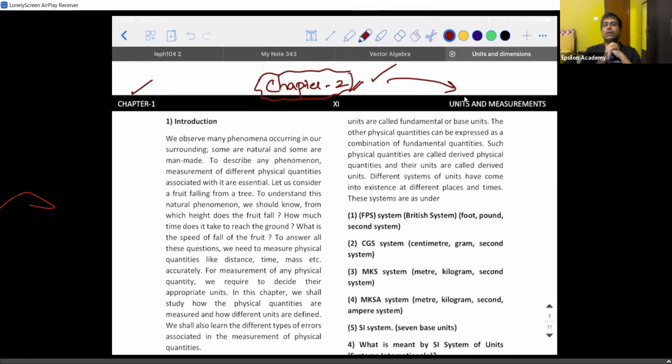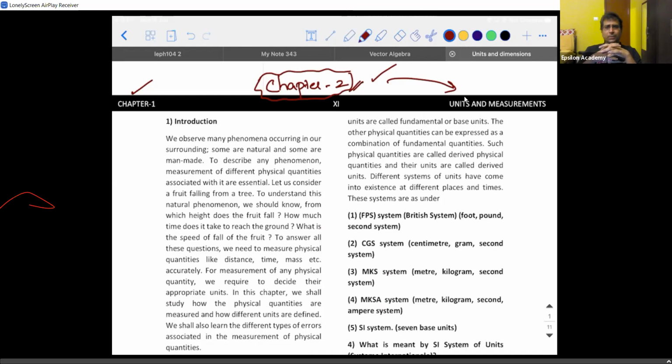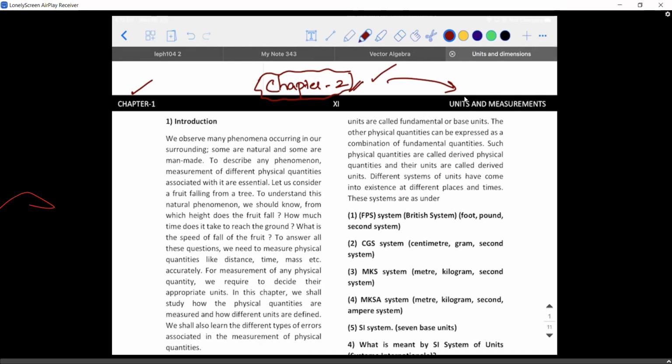Anybody? Why do you think we are even learning? Sir, it is a basic thing. It contains the measurements, units, centimeters. Okay. So do you think it has practical applications, or we are learning it just for the sake of doing it? It's there in the syllabus. Sir, it has practical applications. Calculating mass, length.